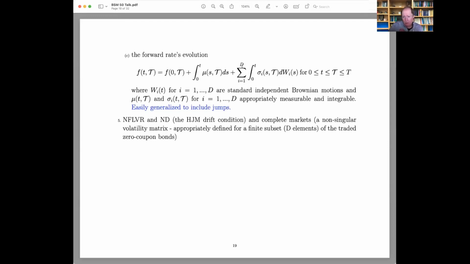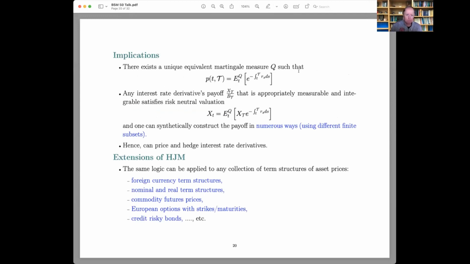And for complete markets, for the finite factor model, you basically need a non-singular volatility matrix for a D element finite subset of the traded zero coupon bonds. But that gives us back all the assumptions, and structure enables us to use the corollary risk neutral valuation. And we have an expression for the price of a zero coupon bond as the expected discounted value of its payoff under the equivalent martingale measure. And any interest rate derivative, as long as the payoff is appropriately measurable and integrable, will satisfy risk neutral valuation. And we know, because the market's complete, you can synthetically construct its payoffs.